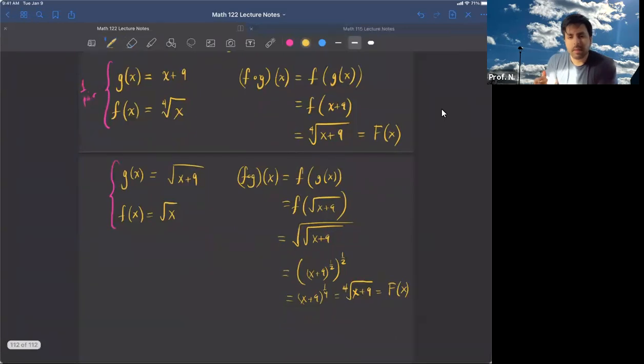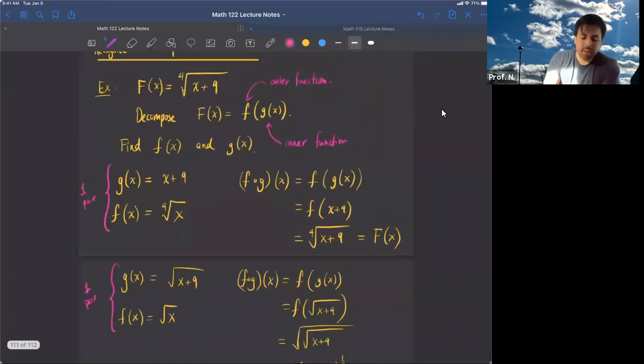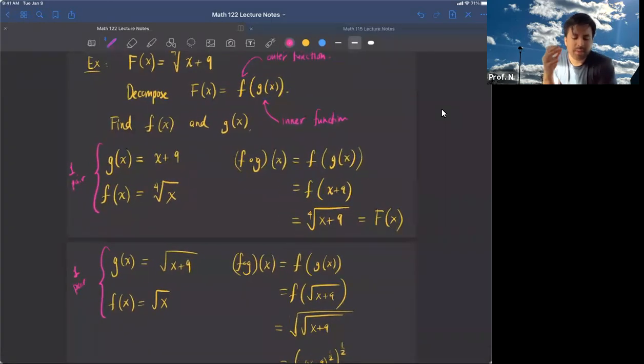Make sense? So again, what I'm saying is that these pairs of functions are not always just one that works. There can be more than one pair that makes the result after the composition of functions. Okay?